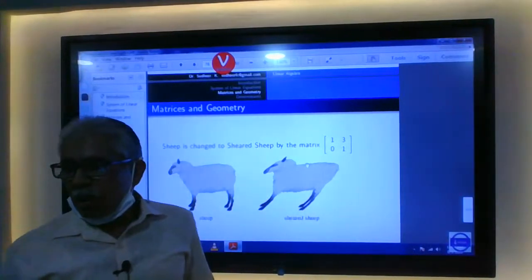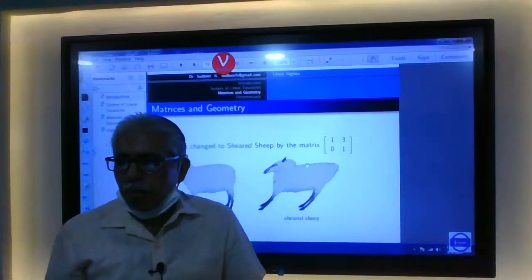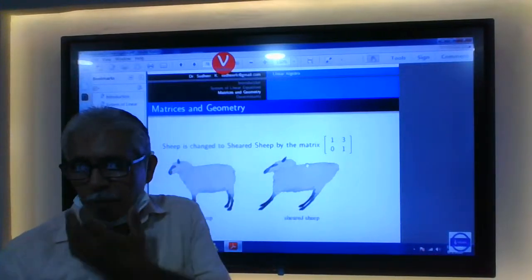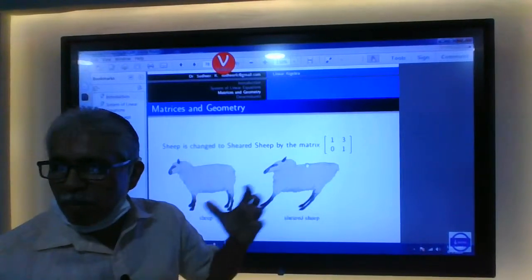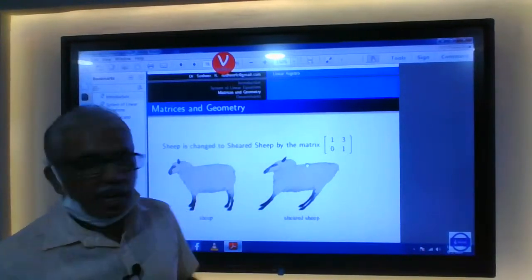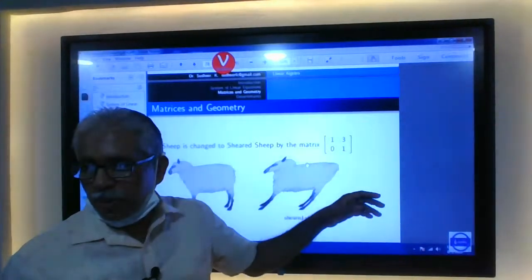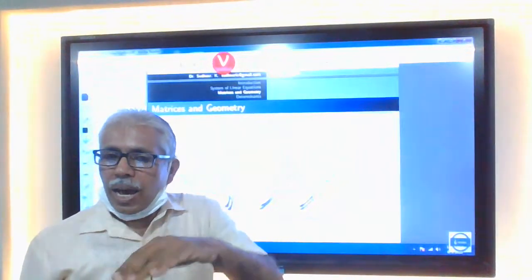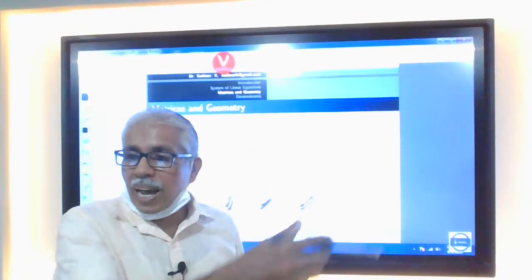Now, let us see what type of matrix it is. It's an upper triangular matrix. What is an upper triangular matrix? Below the main diagonal, all entries are zero. Only one entry is here, that is zero. So upper triangular matrices will make shearing. And what is the determinant of this matrix? It is 1, positive. So a matrix which is upper triangular and has positive determinant will make a right shear.